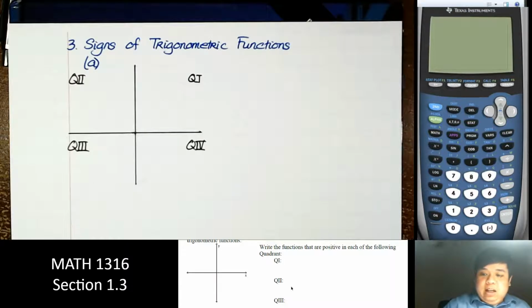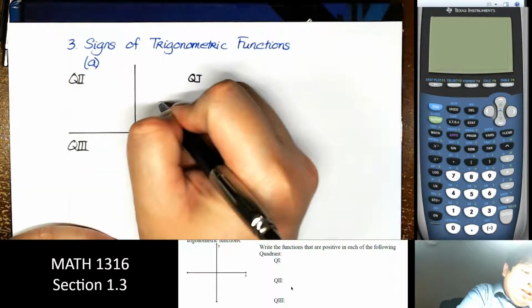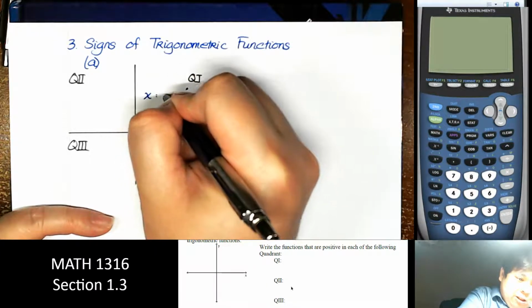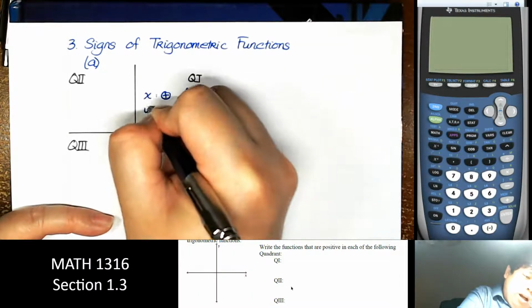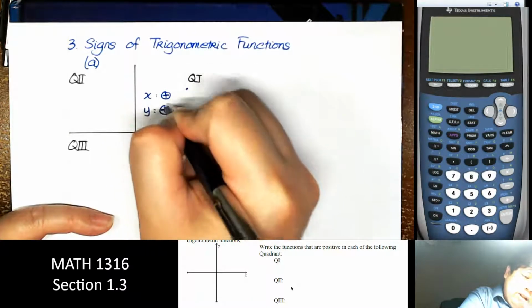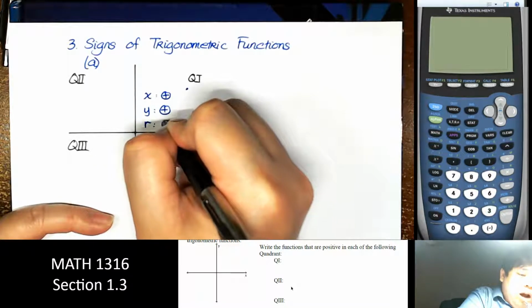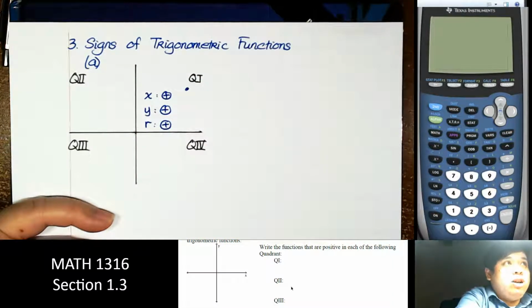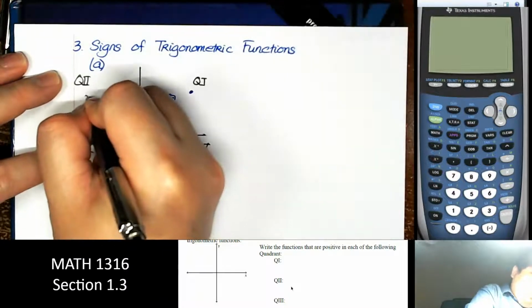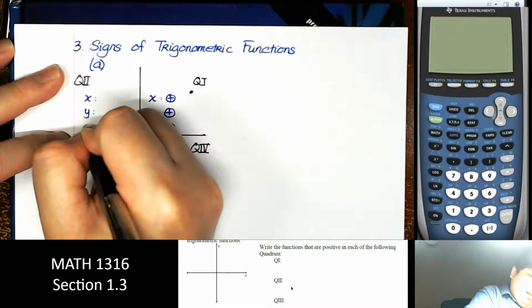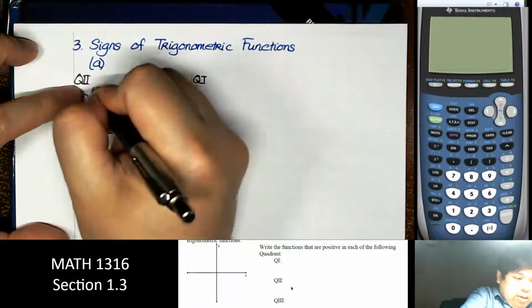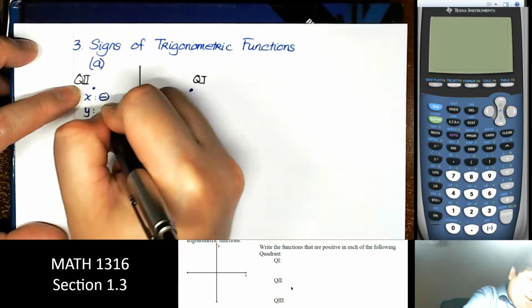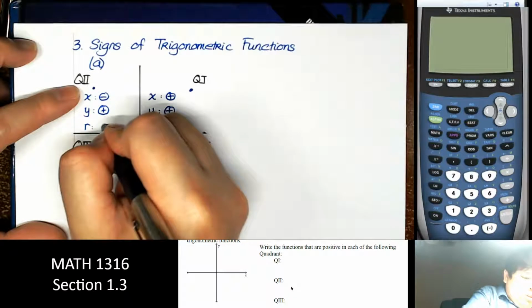Now, let's write in this quadrant, if we take a point here, x is positive, y is positive, and r is always positive. Doesn't matter what quadrant it is, it's always positive. So the point in here, x positive, y positive, and r positive. Right. Now, second quadrant. If the point is here, x is going to be negative, y is positive, and r always positive.